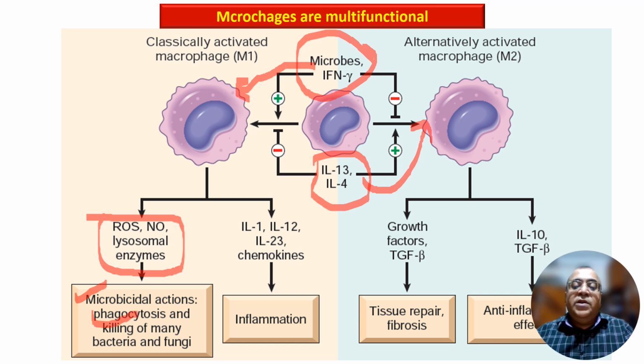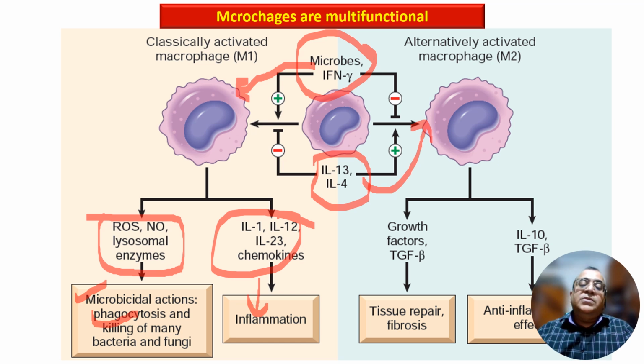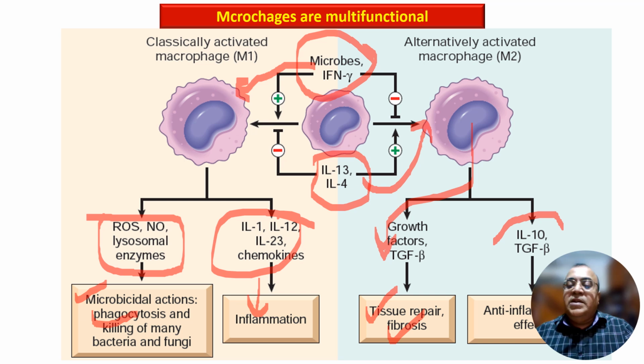While interleukin 1, 12, and 23 along with chemokines are responsible for further amplification of the inflammation, these M2 or alternate type liberate various growth factors and transforming growth factor beta that are responsible for tissue repair and fibrosis, while interleukin 10 and transforming growth factor beta apply brakes to the inflammatory process.